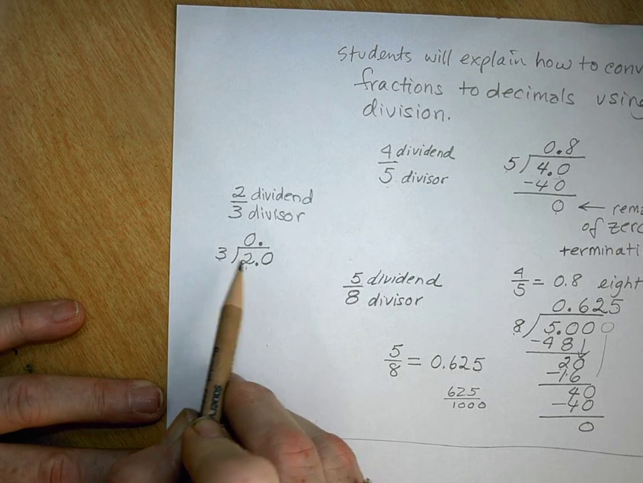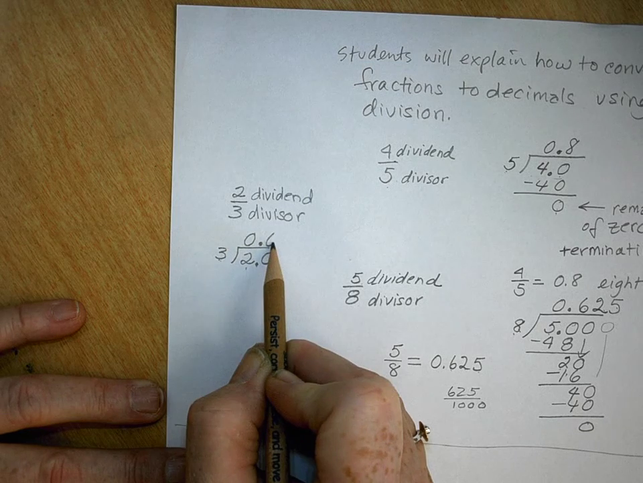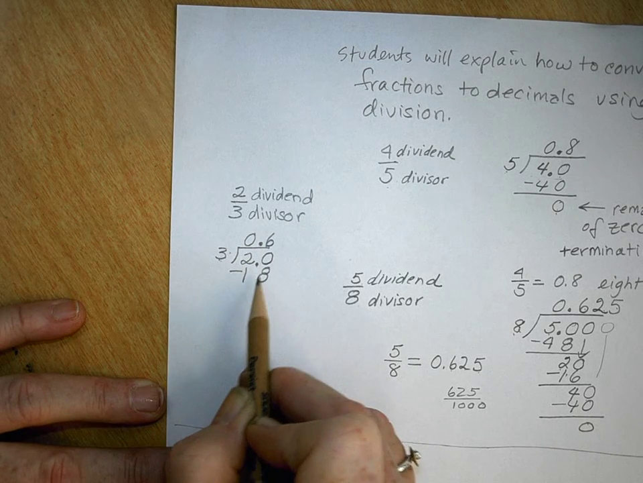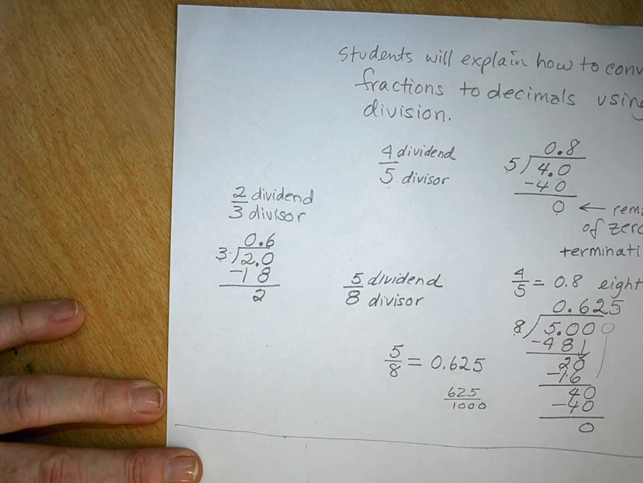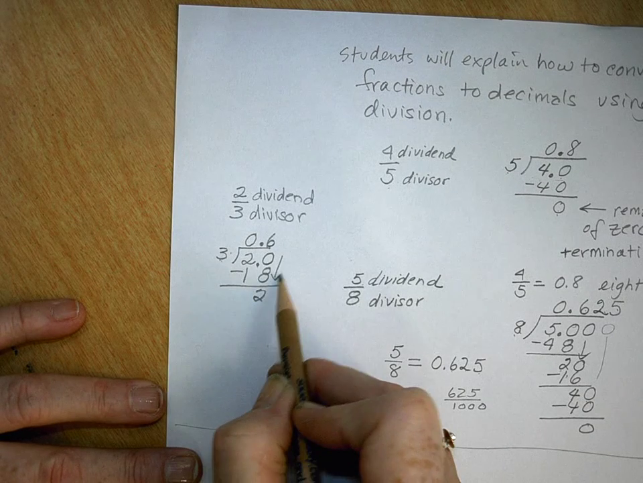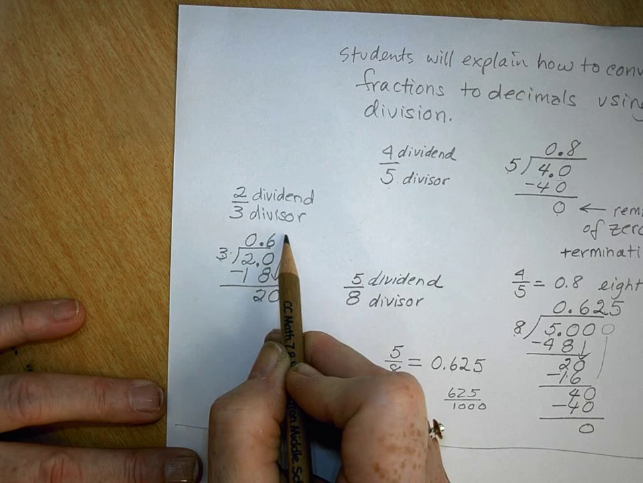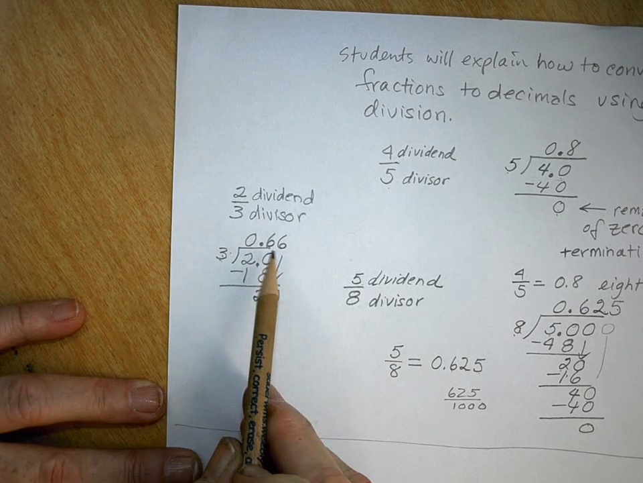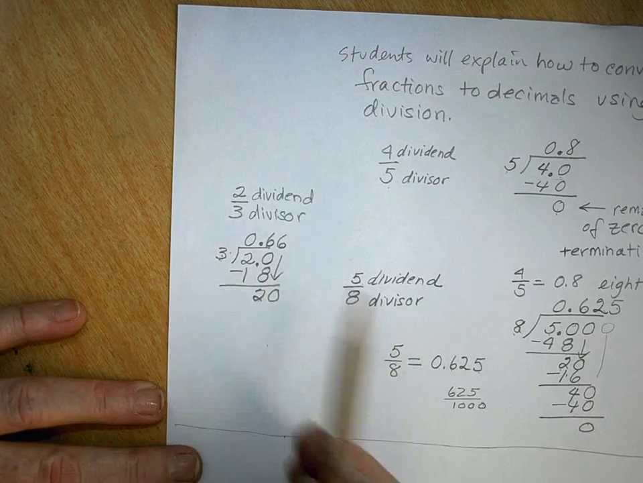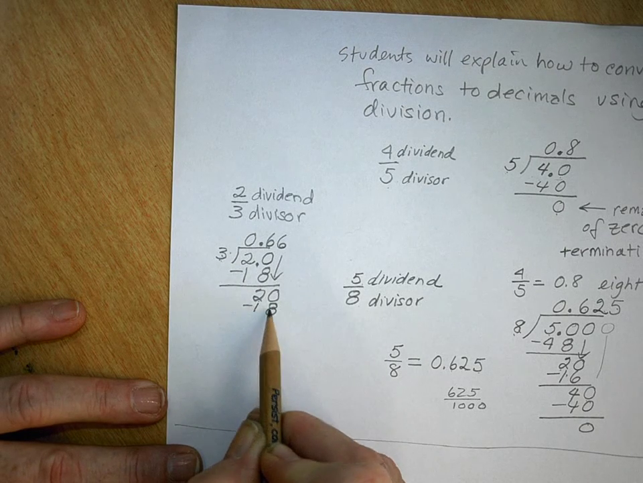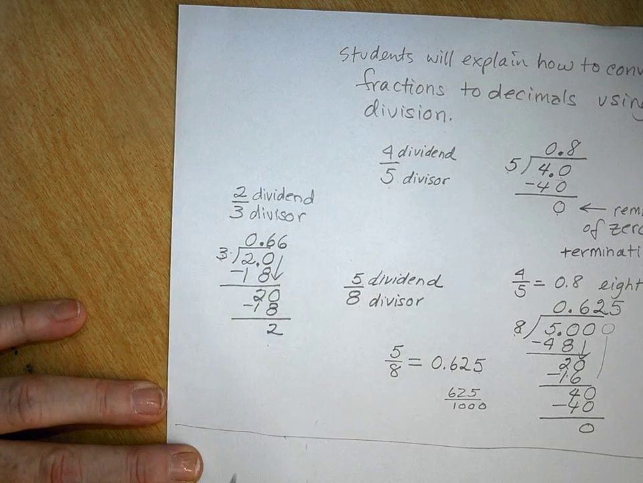Let's see, 3 can divide into 20 six times. 3 times 6 is 18, so I subtract that amount, and I have a remainder of 2. Okay, I'm going to bring down a 0. 3 goes into 20 six times. Now look, I'm seeing a pattern develop. I have two 6s. 6 is repeating. 6 times 3 is 18. I subtract that. And I'm noticing I keep getting that same remainder.